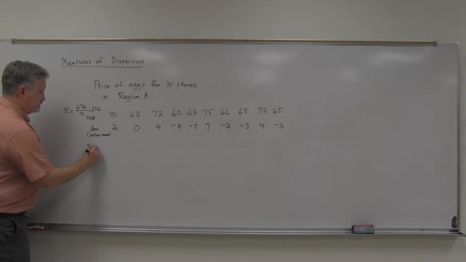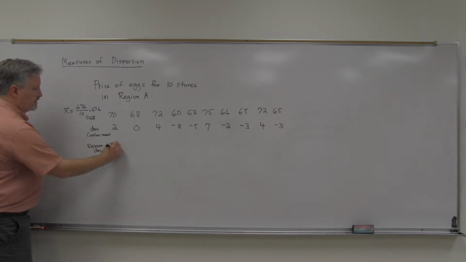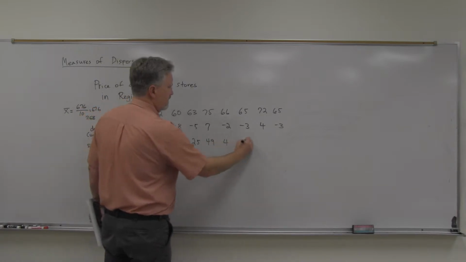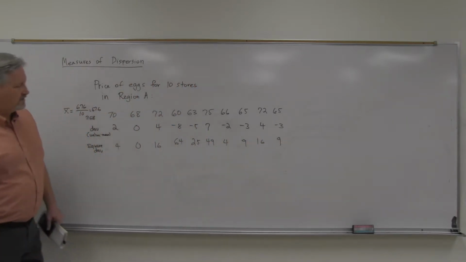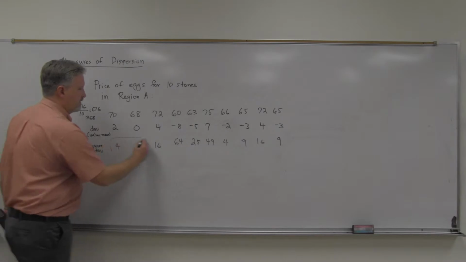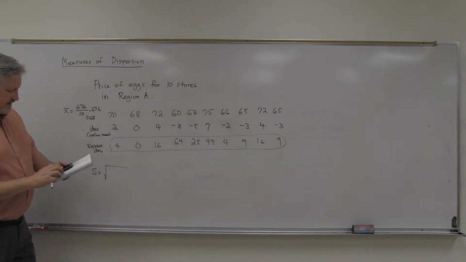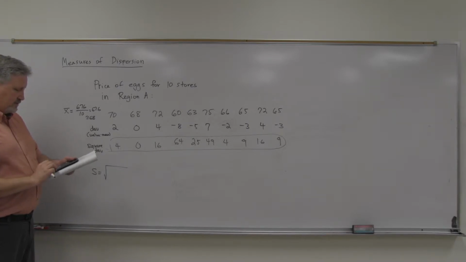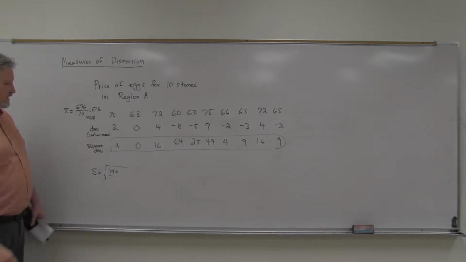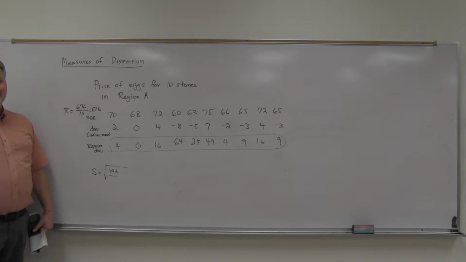Now I'm going to square those. So we've got 4, 0, 16, 64, 25, 49, 4, 9, 16, and 9. That gets rid of all the negatives. So far so good? So for our standard deviation, I take all of these added together. I'm not going to write them out. 4 plus 16 plus 64 plus 25 plus 49 plus 4 plus 9 plus 16 plus 9. I get that to be 196. Check me on that. 196.